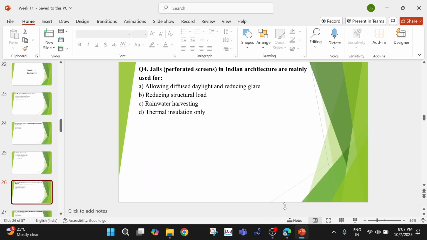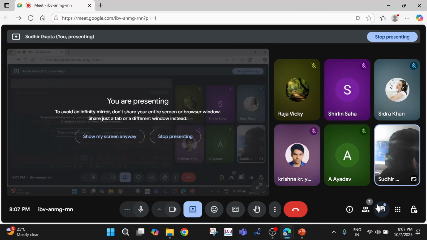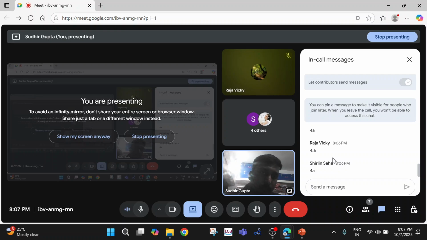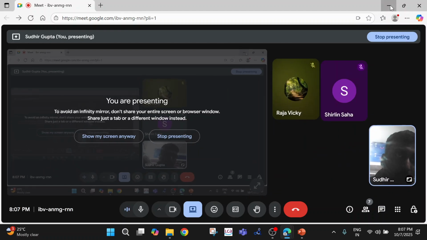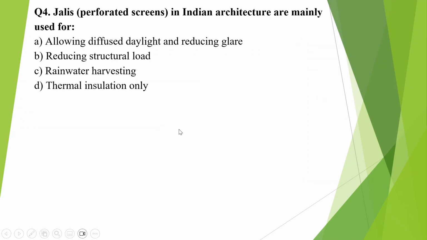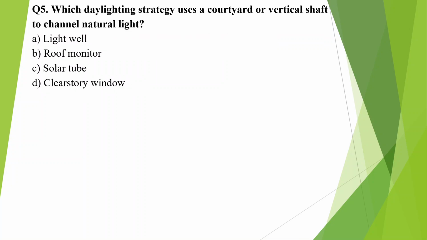So let me see who has answered question number 4. Now you can see Sidra is the first to answer, and Raja and Celine have answered, and all of them have answered option A. And option A is the correct answer. All of their preparations are up to date. These perforated jalis, or perforated screens, reduce the glare and bring soft and diffuse daylight indoors. That was mentioned in option A. That is correct. Fine. Let's go to the fifth question then.